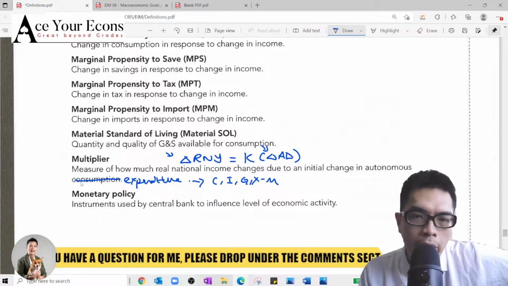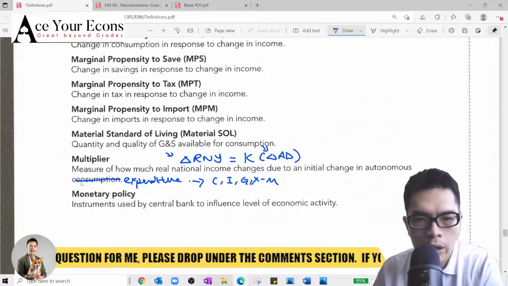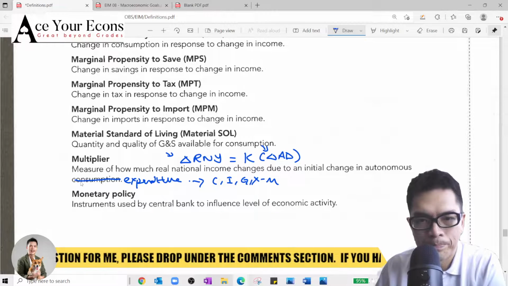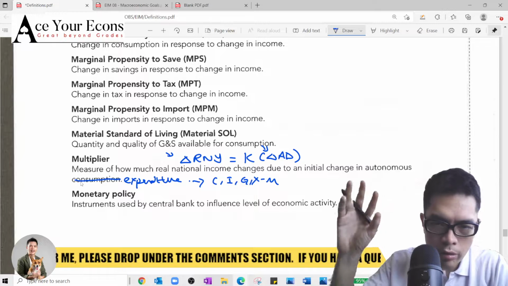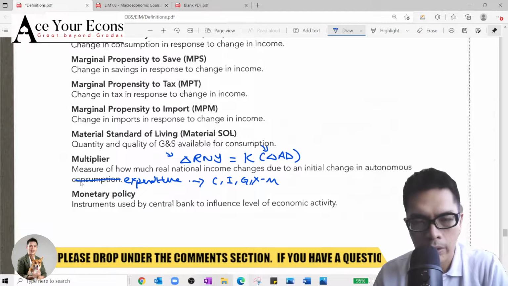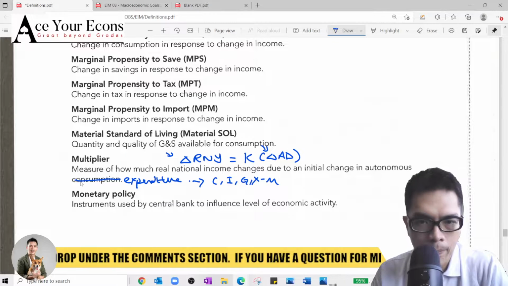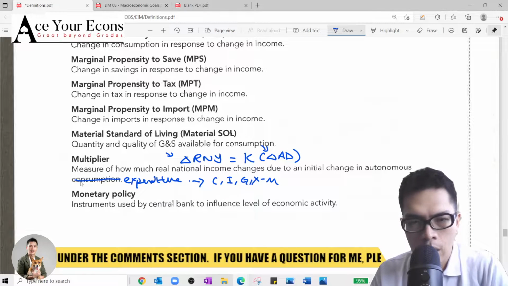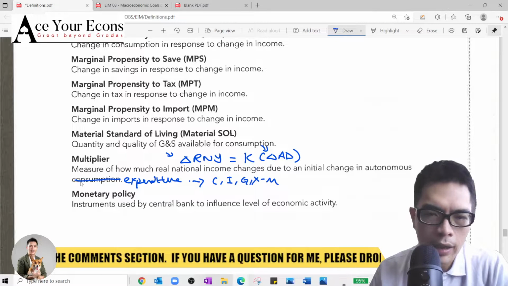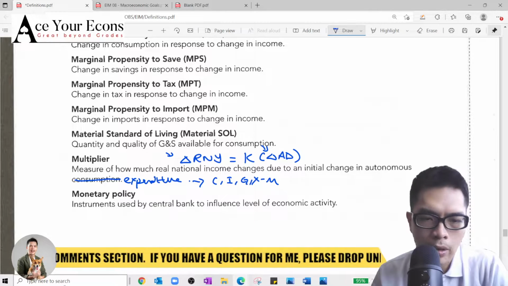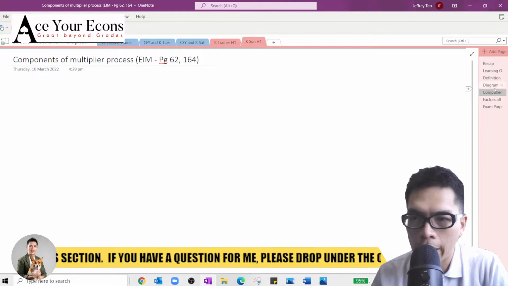Likewise, when there is a fall in AD, it will lead to a multiple fall in your real national income. Later on, I will go through some of the mechanics of your multiplier. I'm going to explain how the full multiplier process comes into the picture, and the components of your multiplier in a short while. So with this, let us move to the diagram illustration.